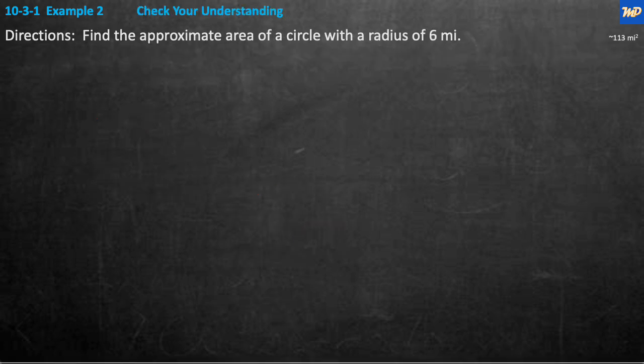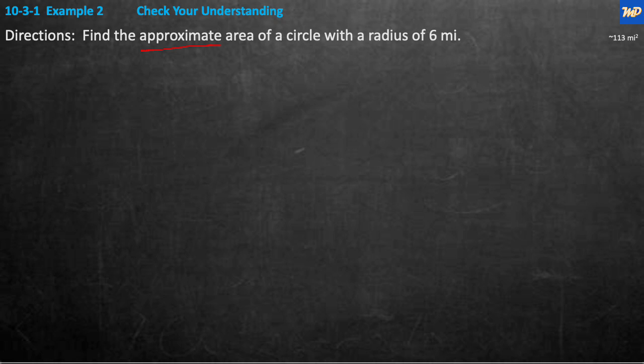Okay, example 2, checking your understanding. Find the approximate area of a circle with a radius of 6 miles. Okay, so you go do it. When you get back, we'll try it together.